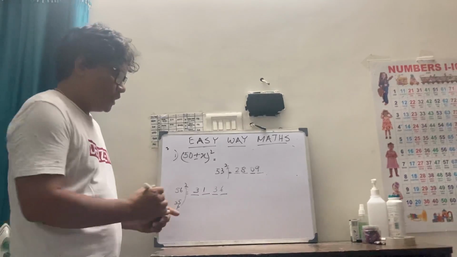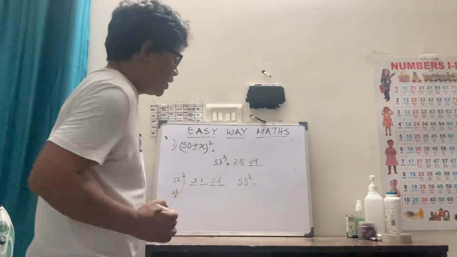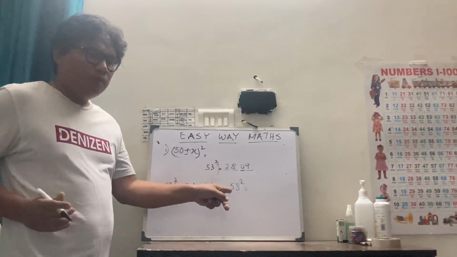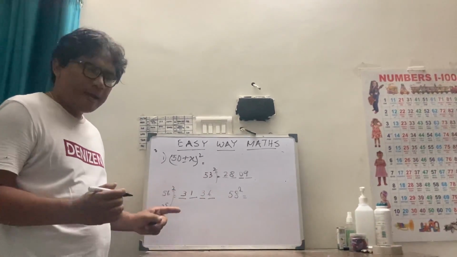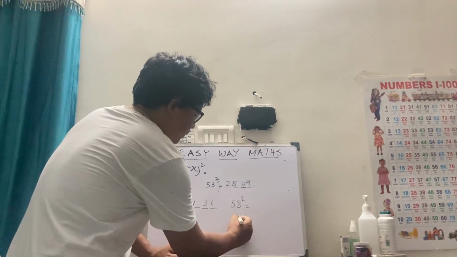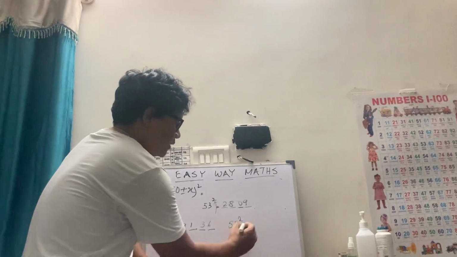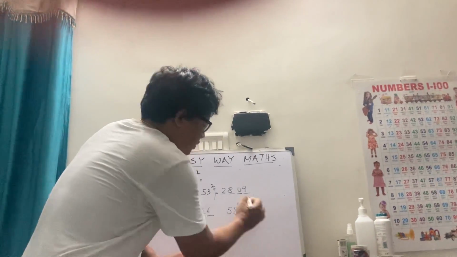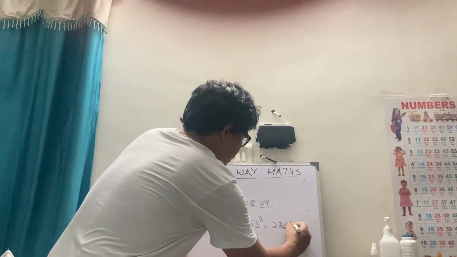Now, let's take another example, 58 square, right? So 58 is more than 50 by 8, right? So we will add 8 to 25. If you add 8 to 25, it becomes 33, right? So straight away put it as 33. And now 8 square is 64, okay?